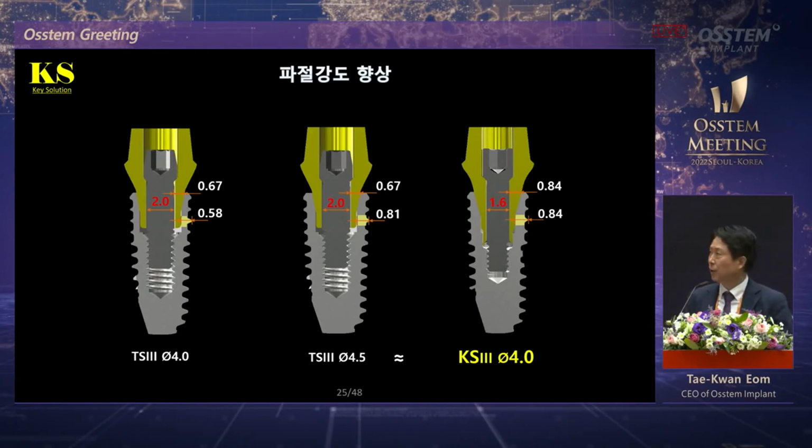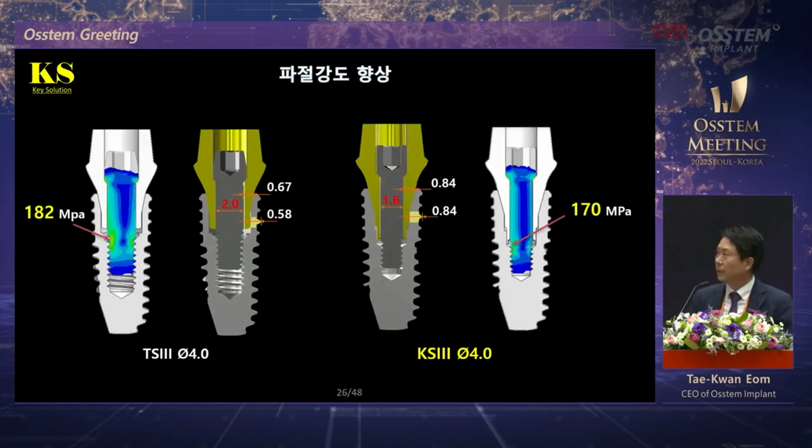So the wall thickness is different. If you look at the middle, TS 4.5, the thickness is the same. Those screws, the screw diameter is reduced. This is FEM analysis. The smaller diameter is 170 megapascal compared to 182 megapascal on the left.